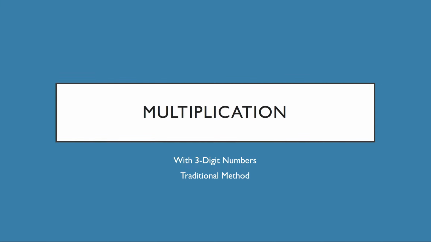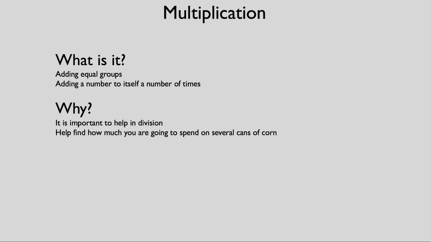Multiplication with three-digit numbers, traditional method. What is it? Adding equal groups or adding a number to itself multiple times. Why? It is important to help in division, help find how much you're going to spend on several cans of corn or anything else in a supermarket.